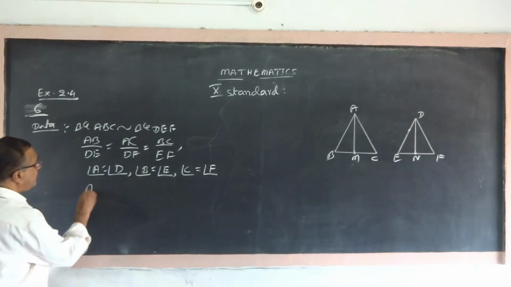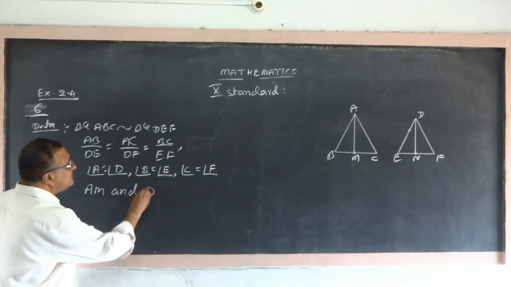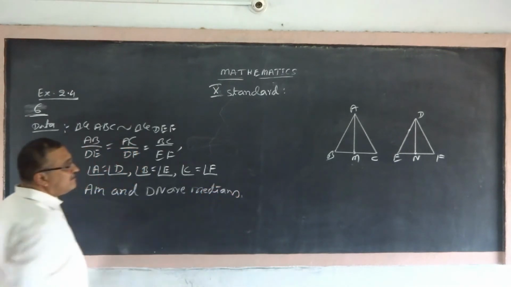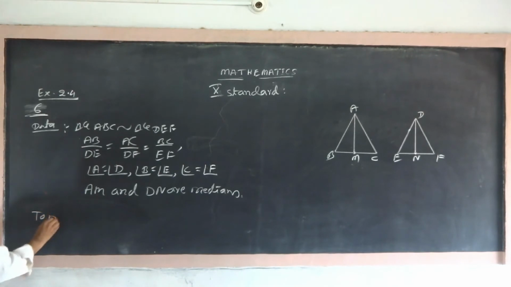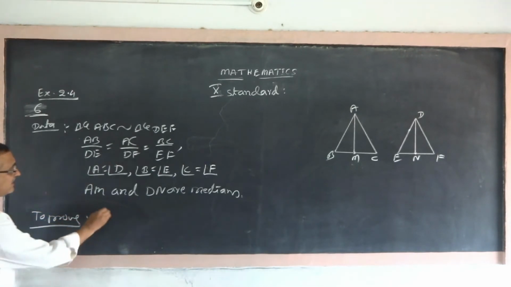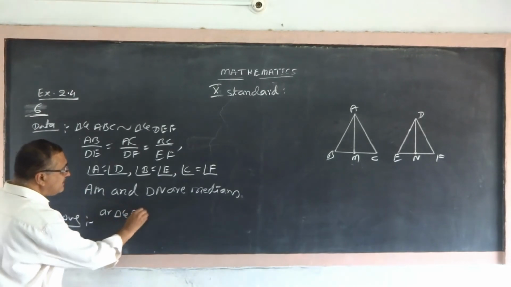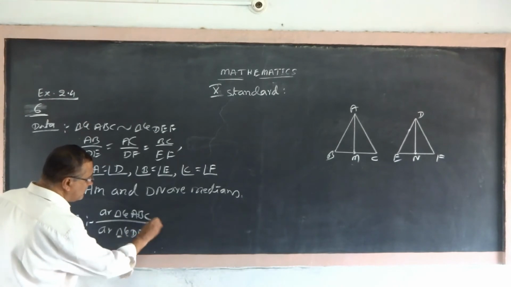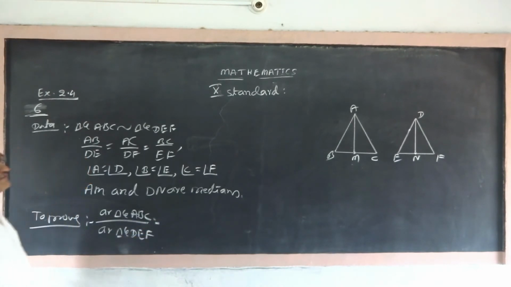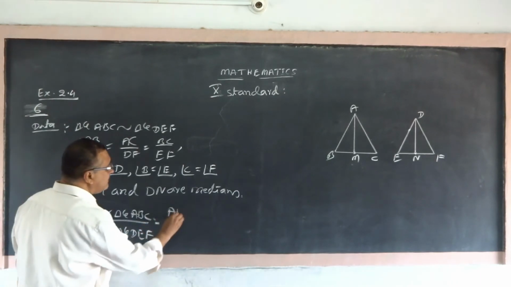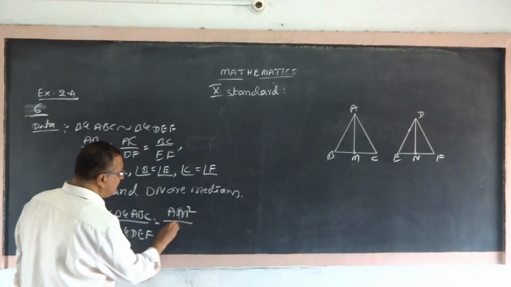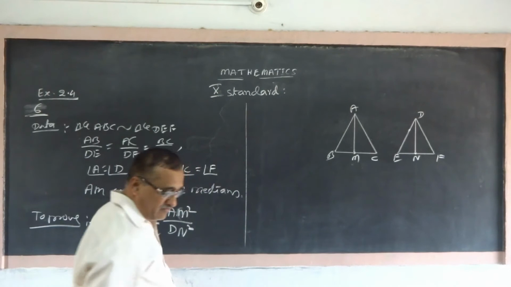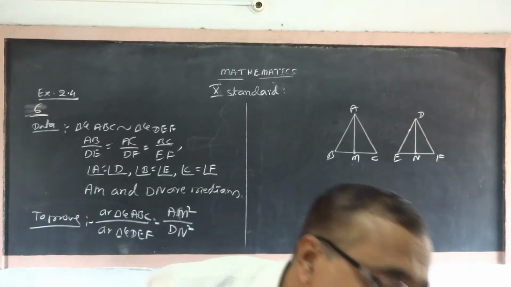AM and DN are medians. They are the medians. Now we require to prove that: area of triangle ABC by area of triangle DEF is equal to the squares of the corresponding medians, AM square by DN square. We have to prove AM square by DN square. This we require to prove. Is it? So very simple.